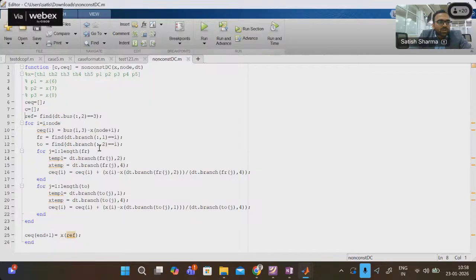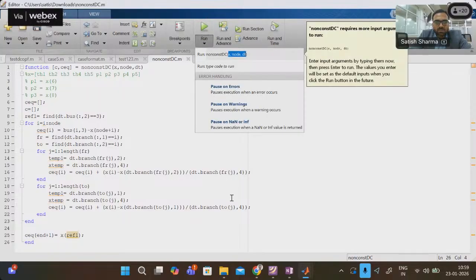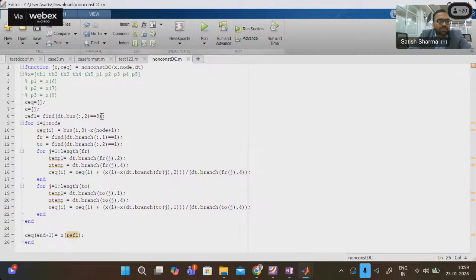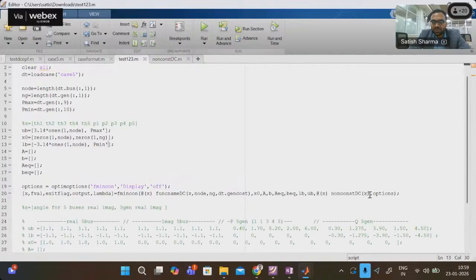Reference equals to ref equals to. Okay, let's see whether this has some issues. Why is there an error, because we have solved it? Okay, I know. We have not supplied anything here. We have to supply these values. In the main file, I have not supplied the DT, so this part was missing. Let's supply it and then run it.